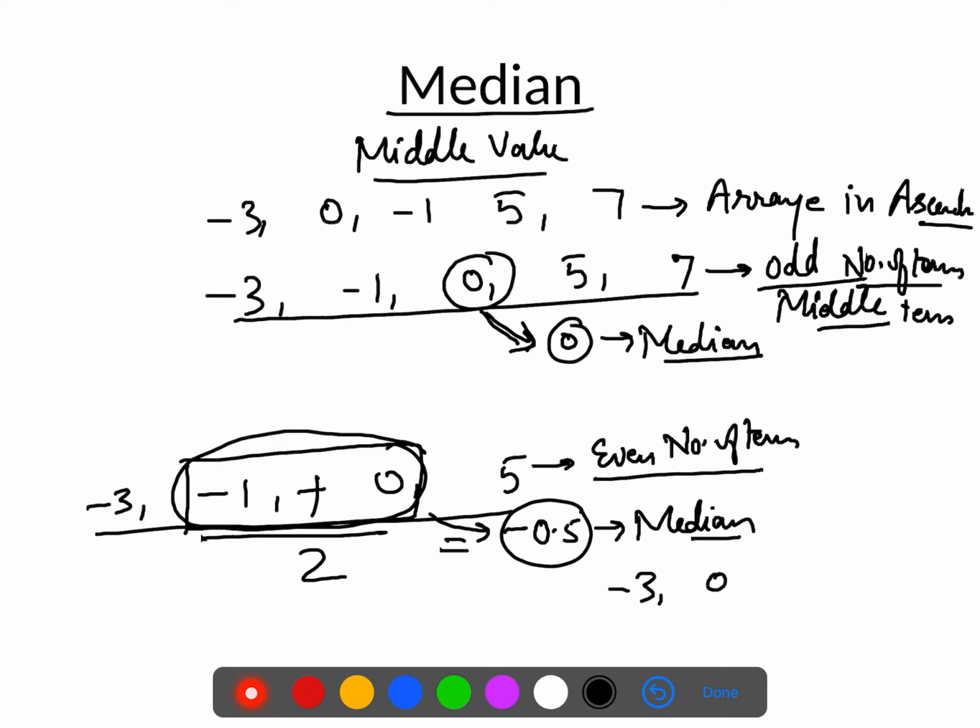One more example. Let's say this is a set of numbers. Okay. Is this the ascending order or is this the increasing order? Yes. Pick the middle term, 0 is your median.